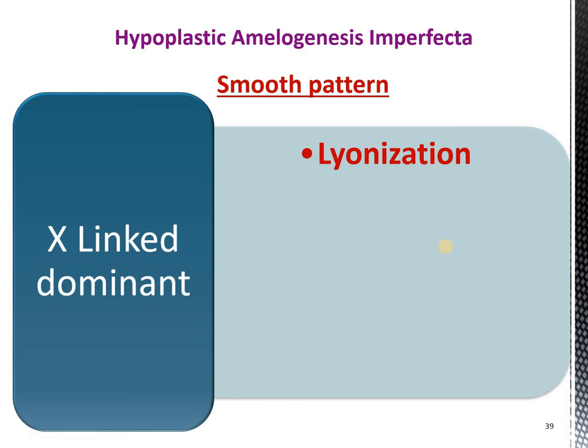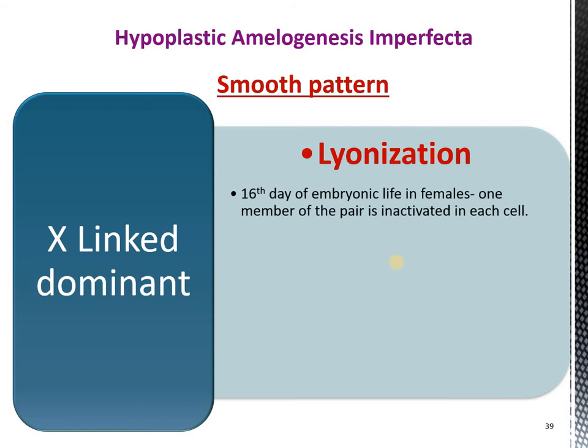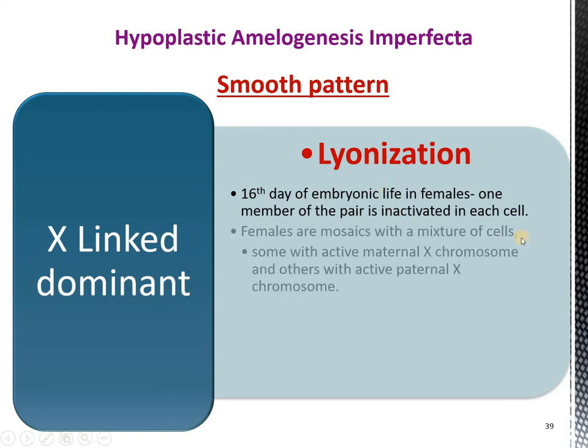Hypoplastic amelogenesis imperfecta can also have a process of lyonization in which one of the X chromosomes gets inactivated and usually associated with X-linked dominant type. On the 16th day of the embryonic life in females, one member of the pair is inactivated in each cell. The females are mosaics which will have a mixture of both the cells, the maternal X chromosome and paternal X chromosome. So in one person, in one area, mother's X chromosome will be active. In the next neighboring area, father's X chromosome will be active.